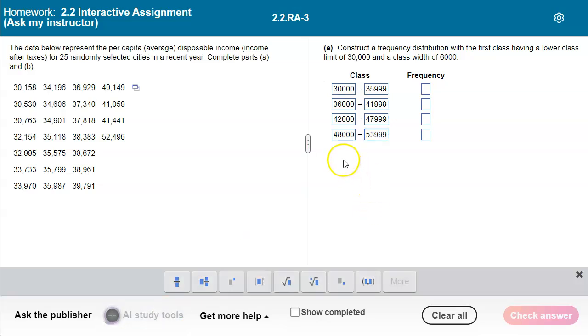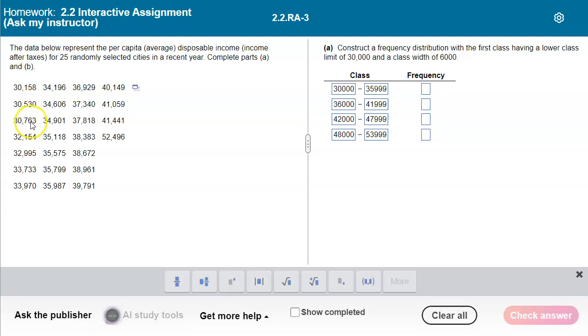And now that I've found the lower and upper class limit for each class, I'm going to come back here to the data and count how many pieces of data are within each class. So this first class interval is from 30,000 to 35,999. And if I look through my chart, I'm counting how many values are between those two numbers.